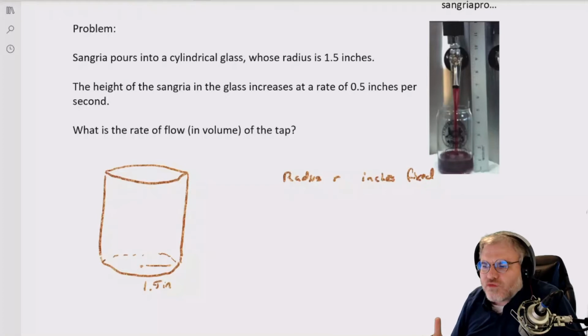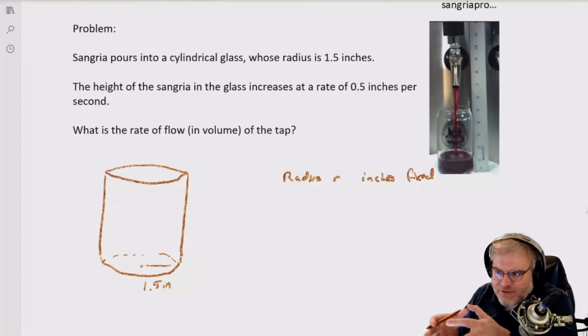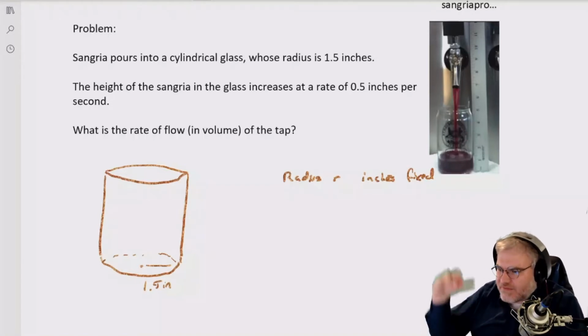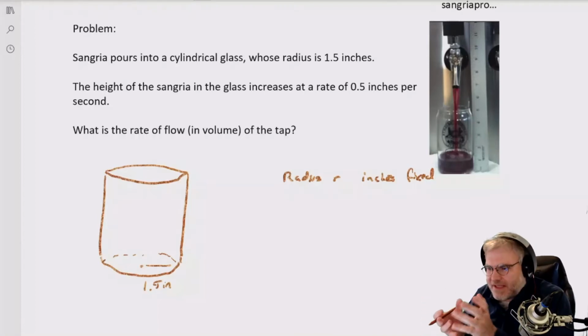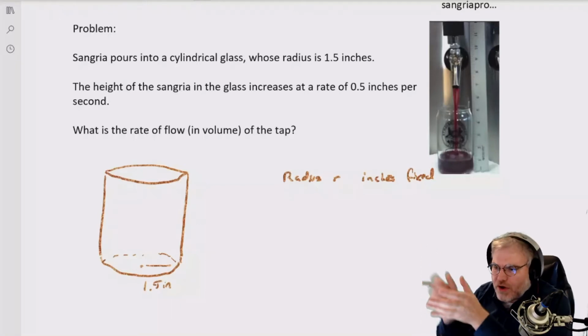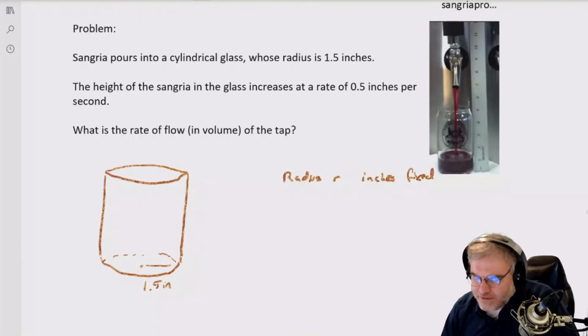because it doesn't move. The radius of the sangria in the glass, which is actually what I'm interested in, doesn't change. The glass fills, and the radius is still the same. I'm not looking at a cone. If I was filling up a cone, the radius of the water in the cone would change as I filled it up. But here I'm just filling a cylinder.